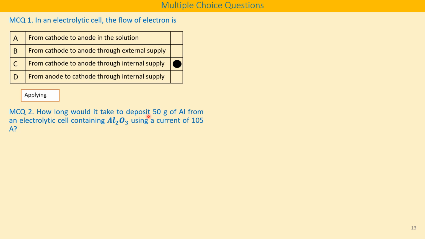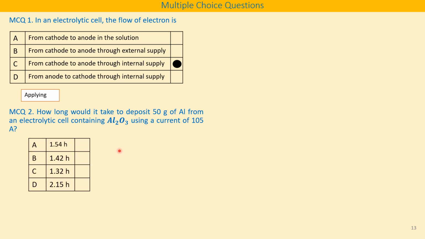Next question. How long would it take to deposit 50 grams of aluminium from an electrolytic cell containing Al2O3 using a current of 105 amps? Please read the question and answer. Four options are given. Option A, 1.54 hours. Option B, 1.42 hours. Option C, 1.32 hours. And option D, 2.515 hours. Please pause the video and put your answer.